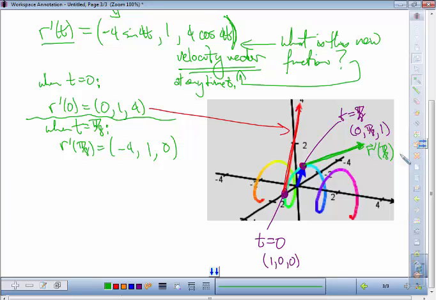All right. Any questions? What's pi over 8 approximately? Can somebody punch that into their calculators? 0.39.